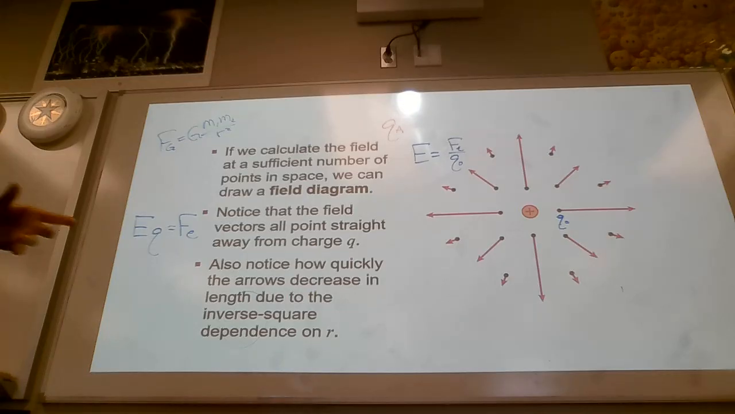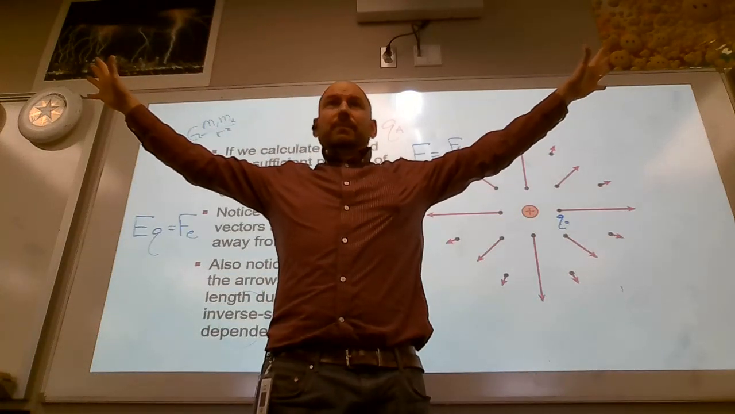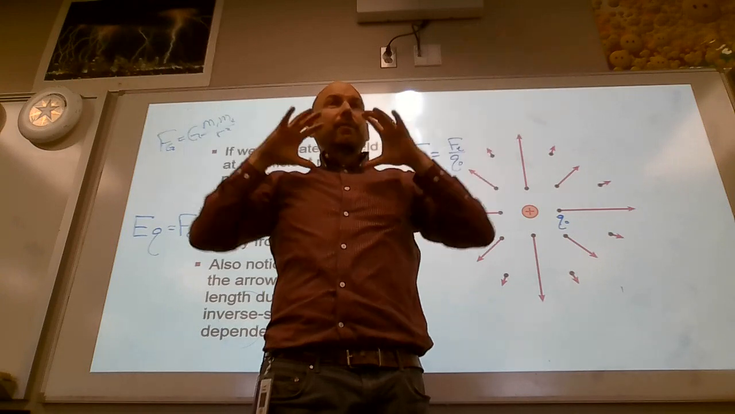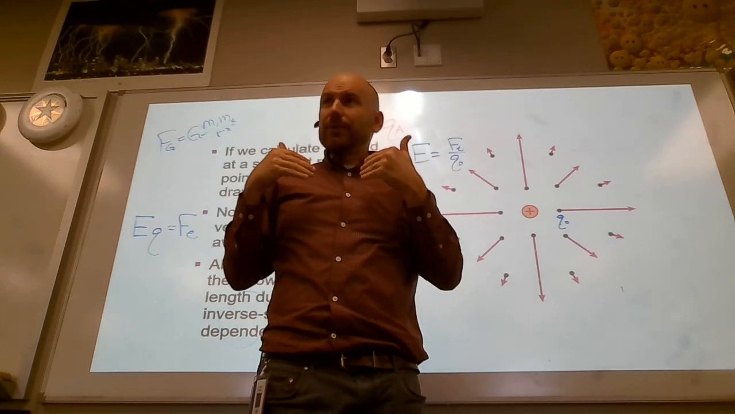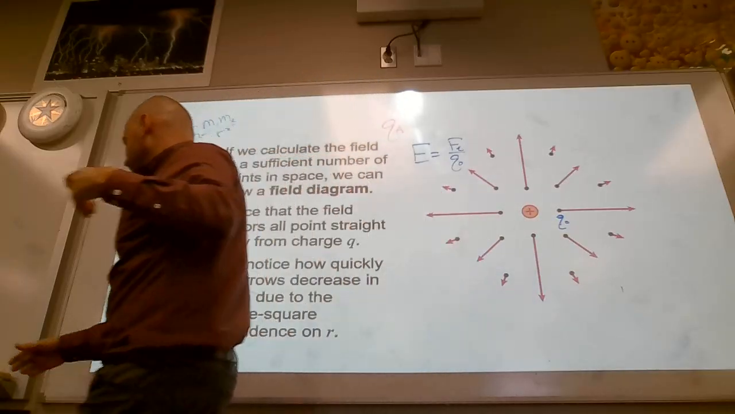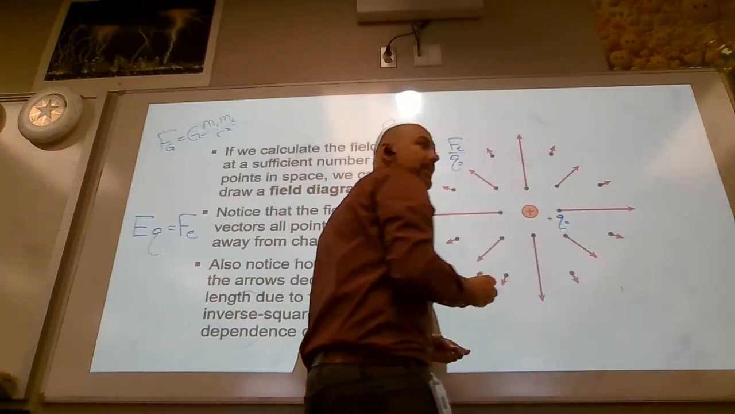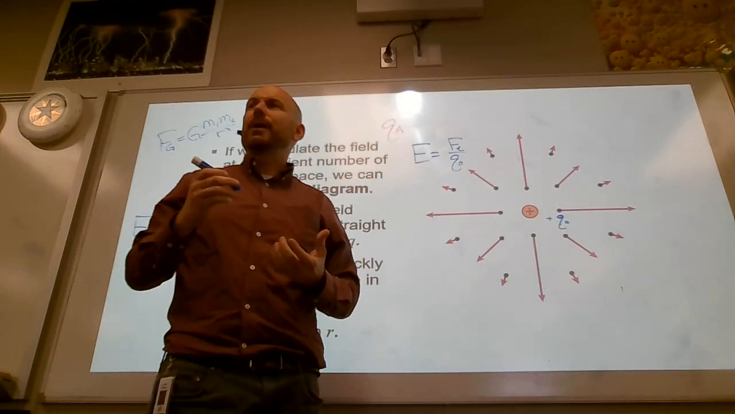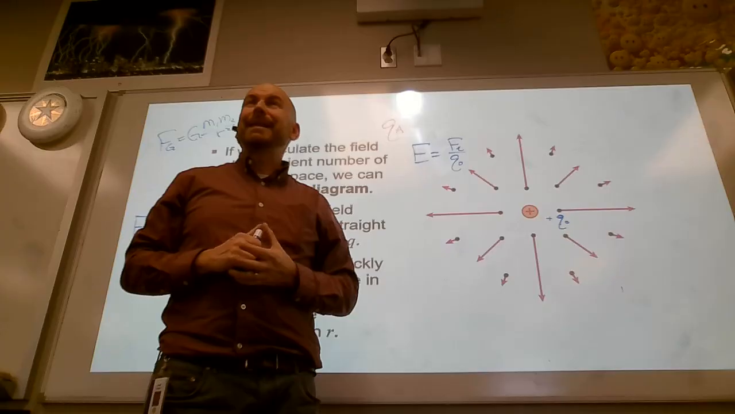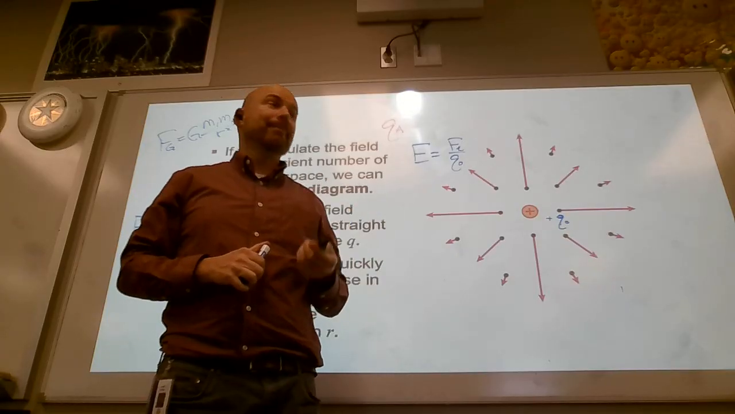Okay. So positively charged objects create outward directed fields. Negatively charged objects create inward directed fields. It's how it's responding to a positively charged test charge. There's nothing actually moving in that direction. It's just how something's going to respond to a positively charged test charge. Okay.